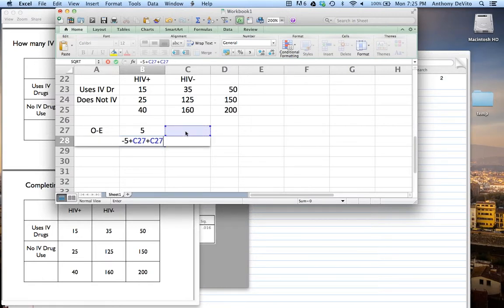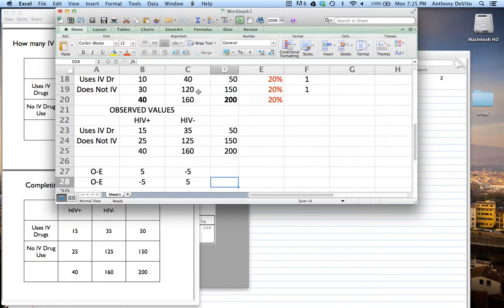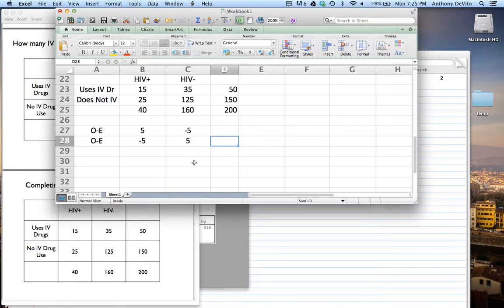Forgot to hit escape. Oops, negative 5. Okay, this is going to be negative 5. And this is going to be positive 5. 125 minus 120. Okay, observed minus expected.